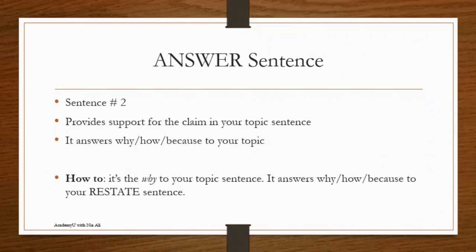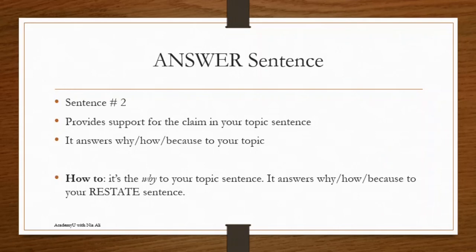Answer sentence is our sentence number 2. Now, in this sentence, it's actually going to provide the reason why to our restate sentence. So in your brain, you have to ask yourself, why would I make a good candidate? How could I make a good candidate? Or I can make a good candidate because, and you know those reasons that you're coming up with in your brain? That's actually the answer to the next question, which is your answer sentence. So when you take a look at it, how to, it's the why to your topic. It answers why, how, or because to your restate sentence.